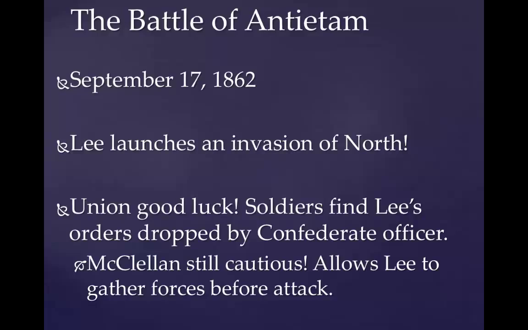I think they actually found it in some sort of a hut along the way. And they gave it to their commander, and McClellan got hold of this, and he was still ultimately cautious, even though he knew what was going to happen, or at least he thought he could know. I guess it could have been disinformation. Hey, this is what we're gonna do. We dropped it, we left it, but then we're gonna do something completely different and throw them off. But this caution allows Lee to gather even more forces before a major attack.